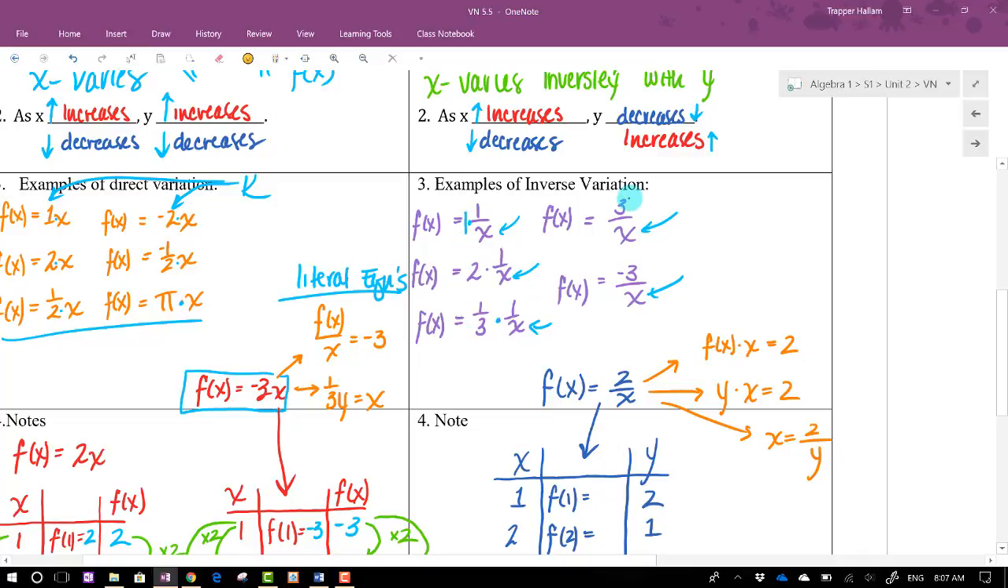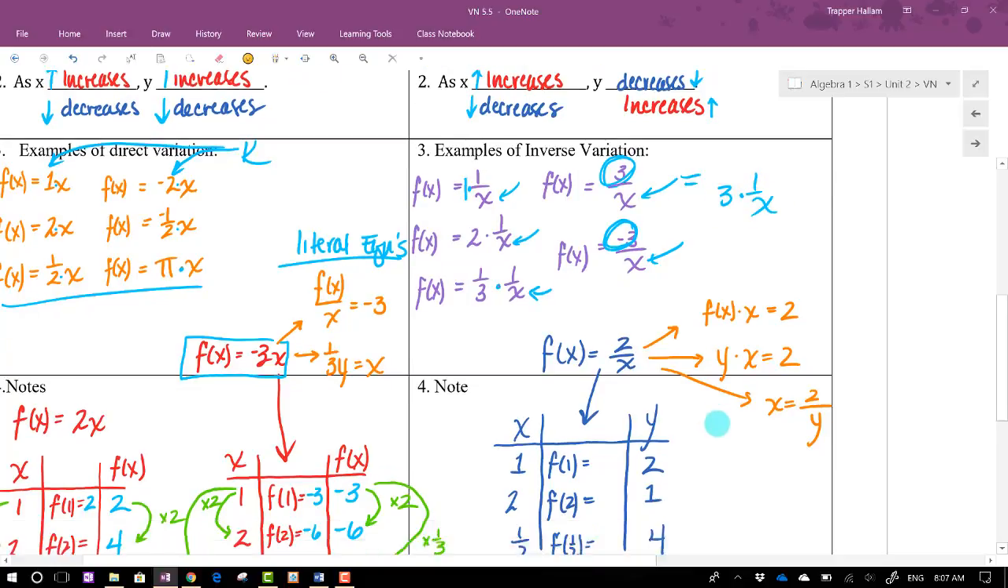And again, you can still see your constant of variation. Sometimes your constant's in the numerator, right? Well, you can pull those out. That would just be 3 times 1 over x. All right, so it can be in both locations. Be okay with that.